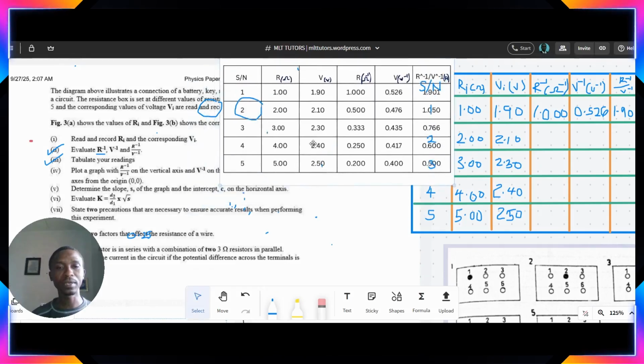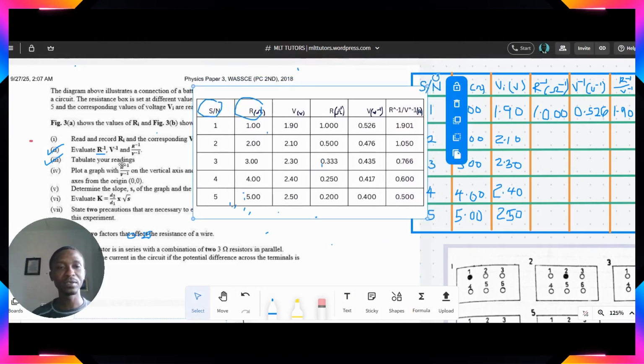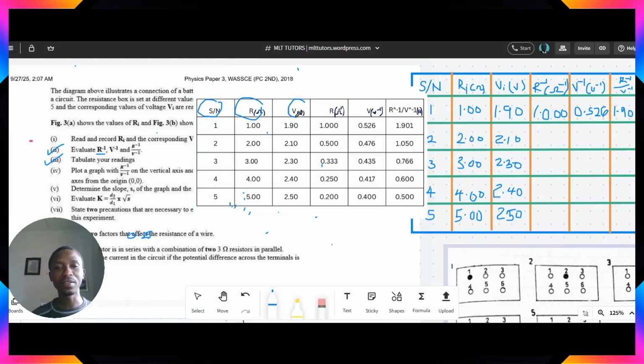Take a look at that. According to the question, you are supposed to get R first. So then the corresponding value of V, we have them here, which are gotten from figure 3B. Then R inverse, that is 1 over your R. V inverse, that is 1 over your V. Then R inverse over the V inverse. And this is what you shall come up with. So we are done with the table.